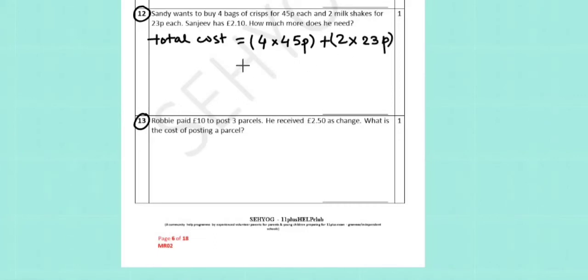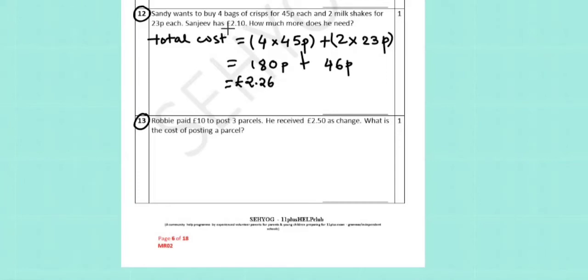In question number 12, Sandy wants to buy 4 bags of crisps for 45 pence each. So which means total cost of 4 bags is 45 pence times 4. Similarly, he is buying 2 milkshakes for 23 pence each, which means total cost of milkshake is 2 times 23 pence. Now adding up the costs, we get 226 pence, which is 2.26 pounds.